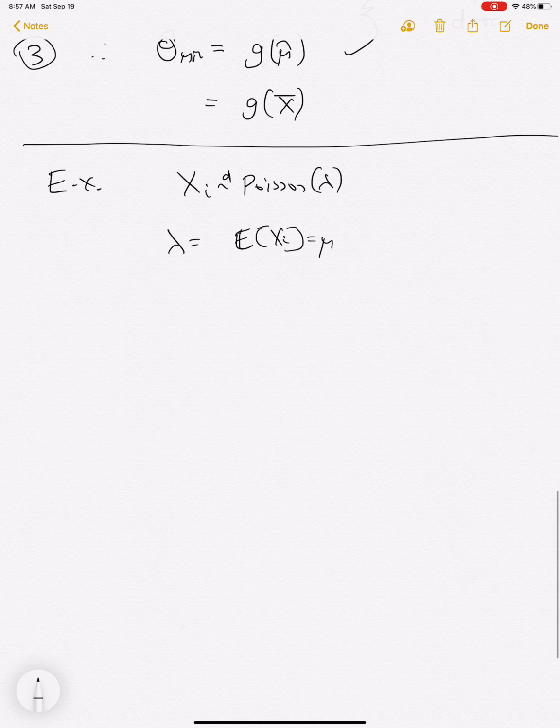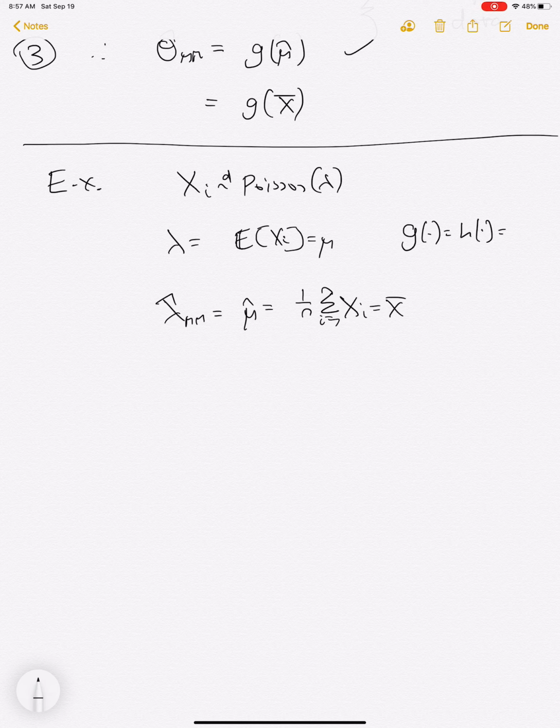So, quite simply, the method of moments estimator is just exactly the sample mean. And that's because g and h are both the identity functions.